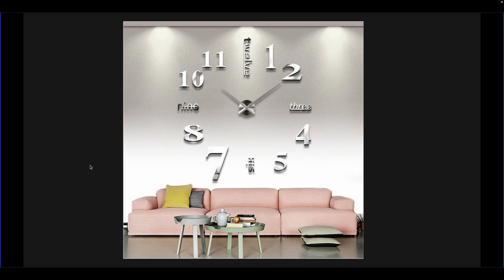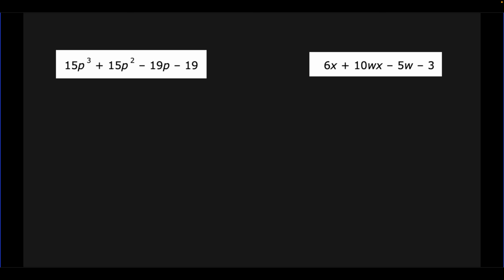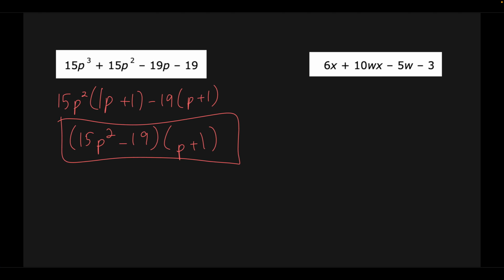All right, here's our cool clock, which means it's time to practice. Go ahead and pause the video, try these two on your own. When you're ready, unpause and we'll check your answers. Okay, now you've had time to work these problems, let's check your solutions. Okay, for the first problem here is the work and final answer.